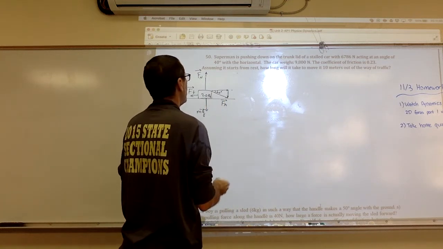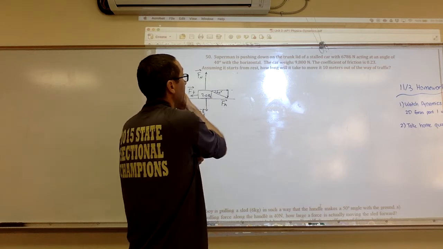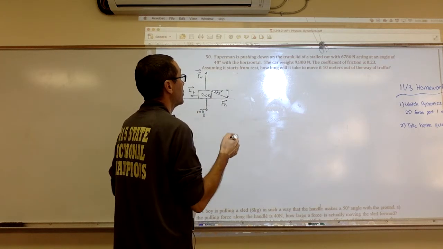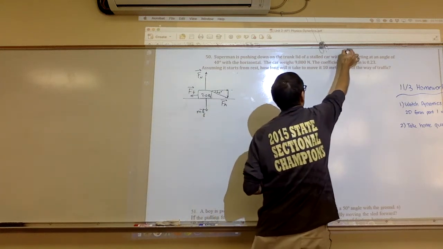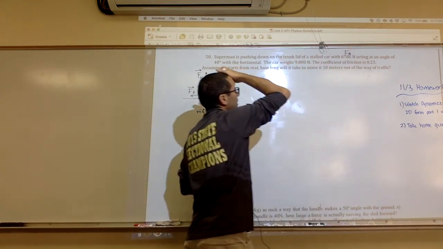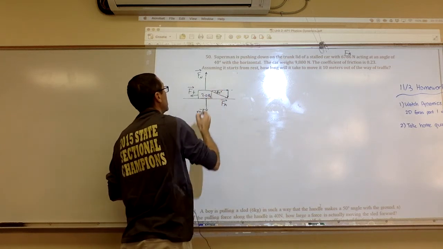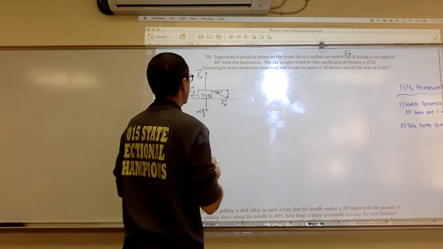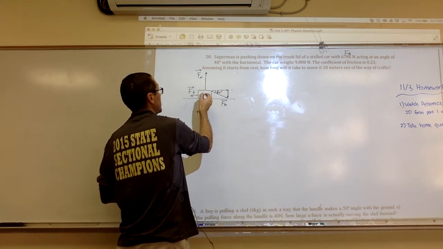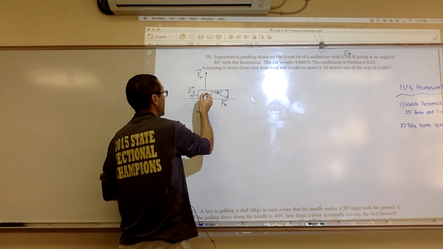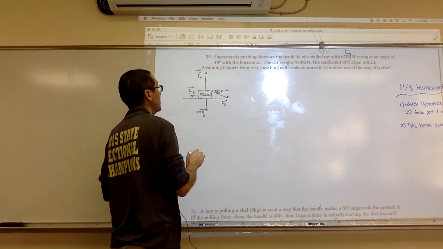All right, Superman is pushing down on the trunk lid of a stalled car with that much force. So this is my Fa basically, okay? And the angle is 40 degrees, so I'll change that to 40. The car weighs 9,800 newtons, which means it has a mass of 980 kilograms. So I'll put the weight of it here.